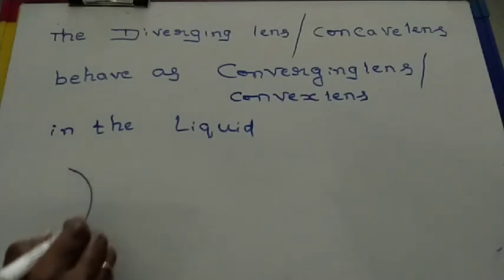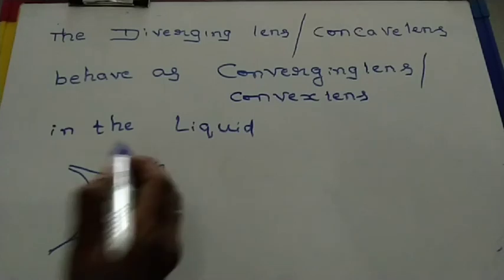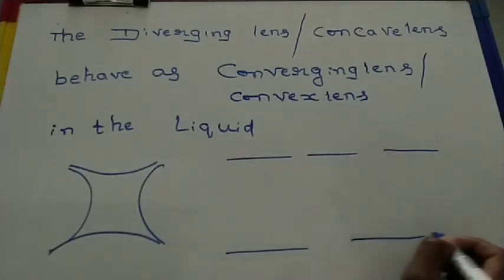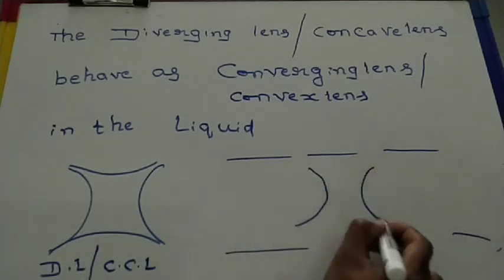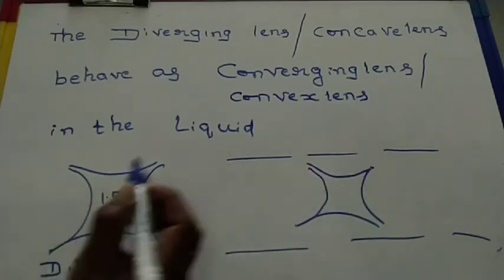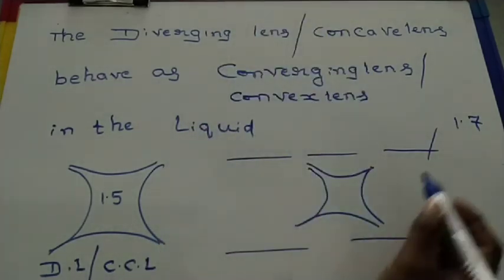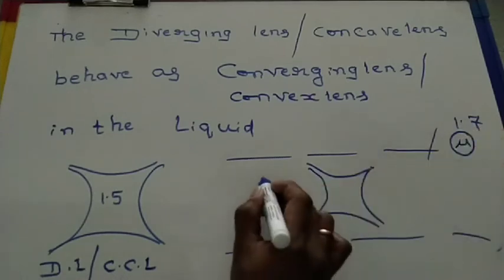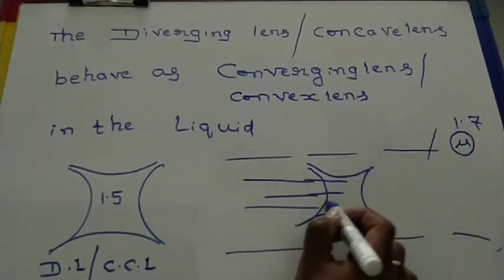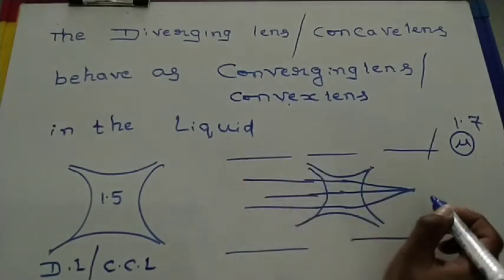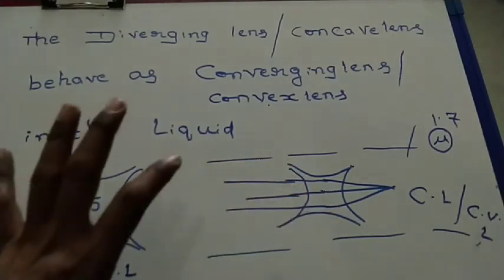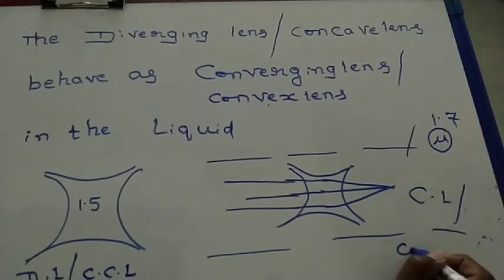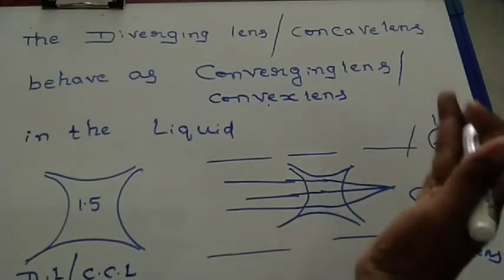That means a concave lens, a diverging lens, whose refractive index is 1.5, immersed in a liquid whose refractive index is 1.7, that is a high refractive index liquid, will act like a converging lens or convex lens. Please, this is the conceptual part.